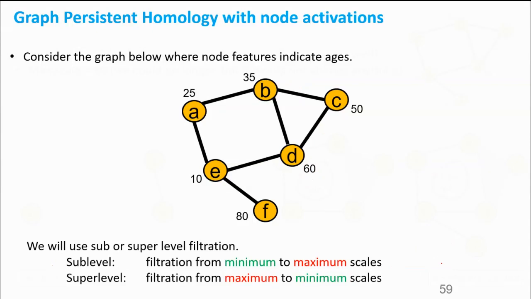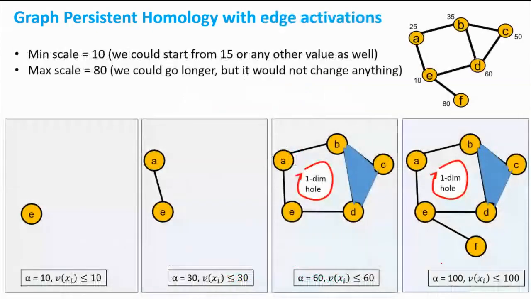Concatenate them directly. Now, let's do a node activation on this graph. We will start from minimum scale 10. Why? Because we have the minimum scale 10 here. And the maximum is 80 because we have 80 here.